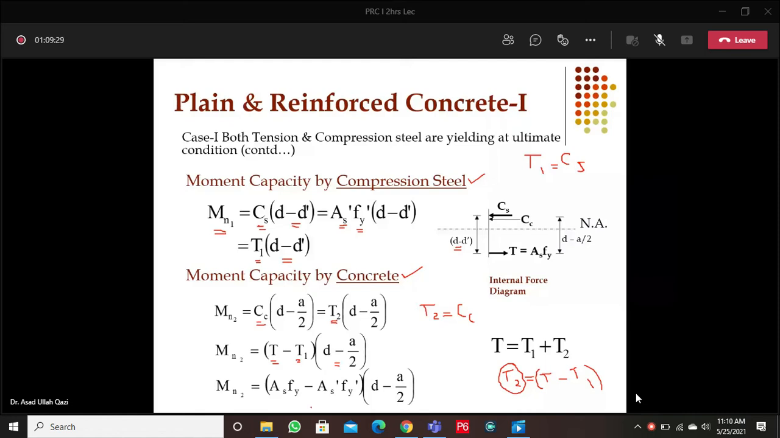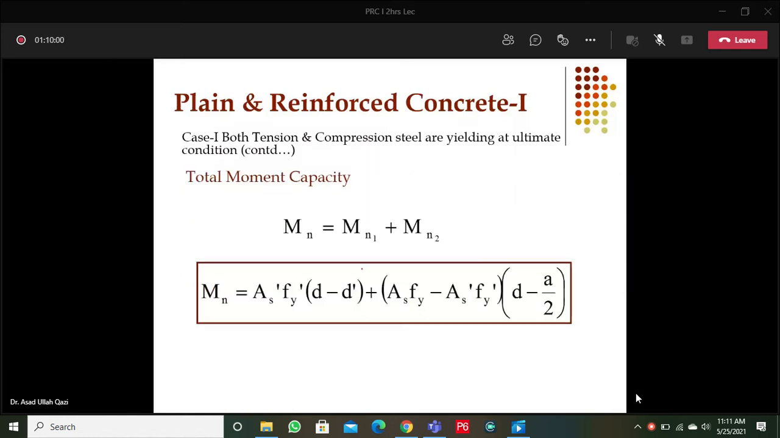So I now will expand this. I will put T as total tension steel into its yield strength, minus compression steel, because T1 is actually AS prime and it is also at yield, into its lever arm. So now there are two couples, MN1 plus MN2, which I can sum up and write the nominal moment resistance equation by summing up MN1 plus MN2. So this is nominal.